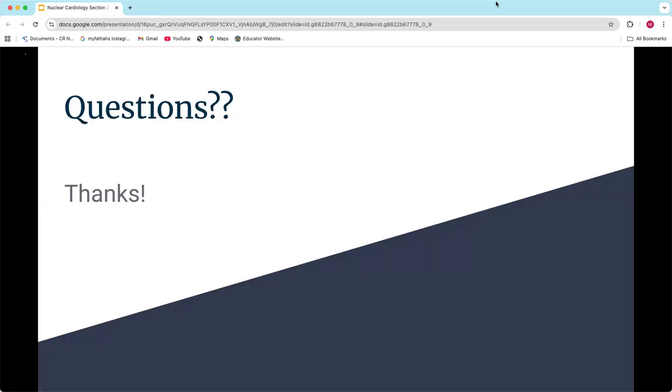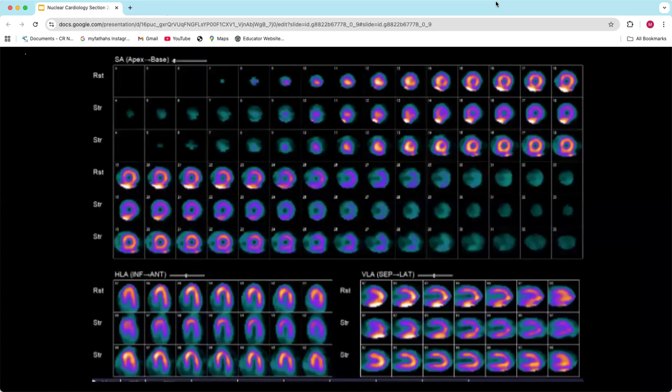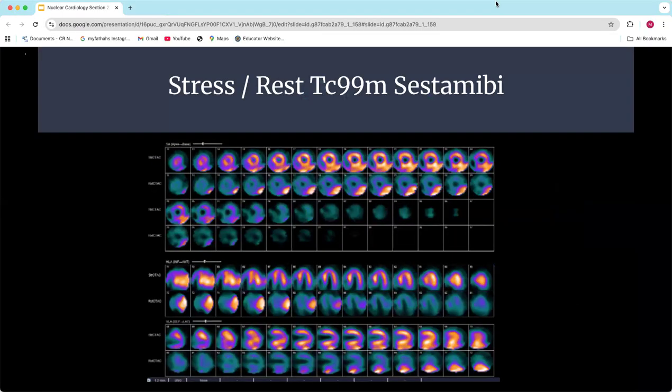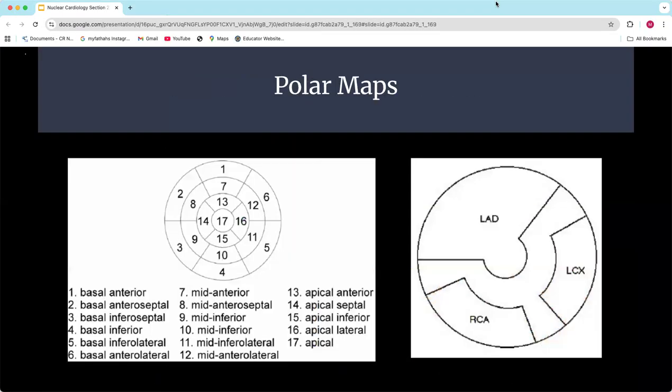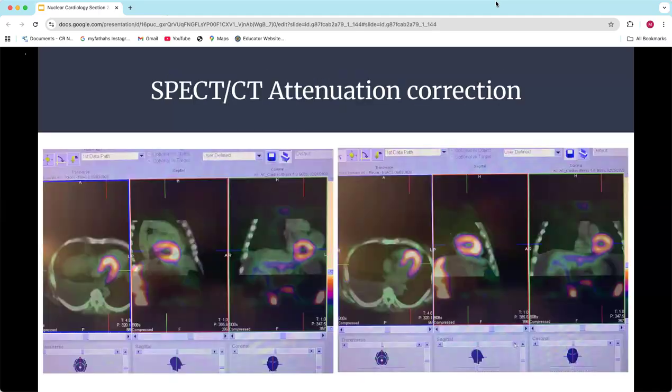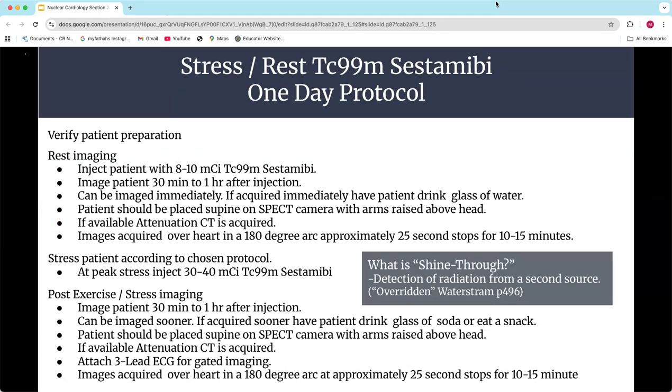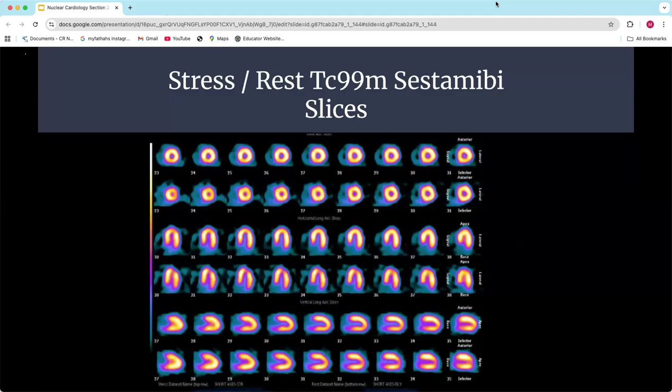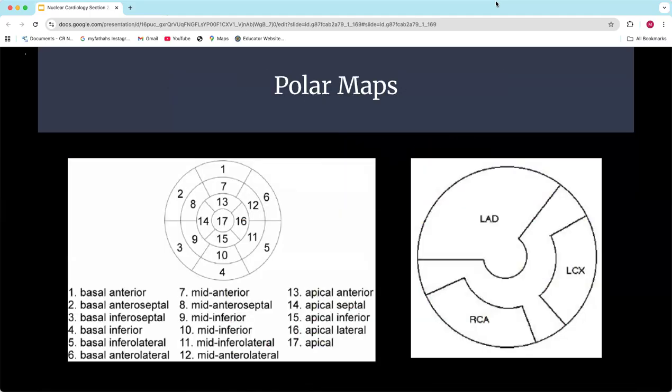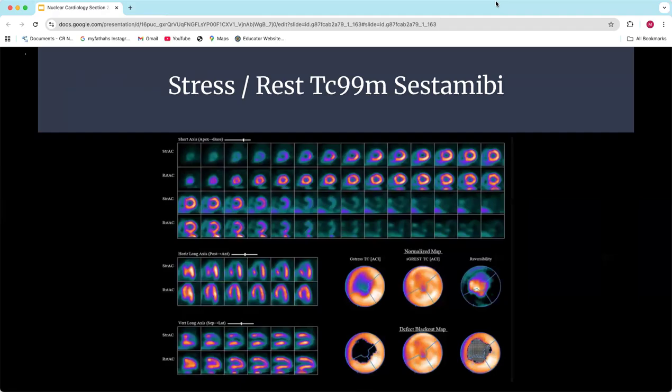Hey, Mike, I have a question. Yeah, go for it. Could you possibly go back to the screen where you have the polar maps with all the axial? Keep going. Do we have another? Actually, that one right there. Sorry, I think we're on a delay. This one? No, it was the one where you had axials on top, and then it had both the vertical long axis, but then it had the rest stress Tc-99m sestamibi, maybe this one.